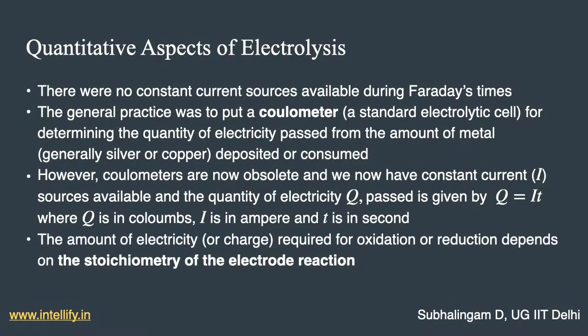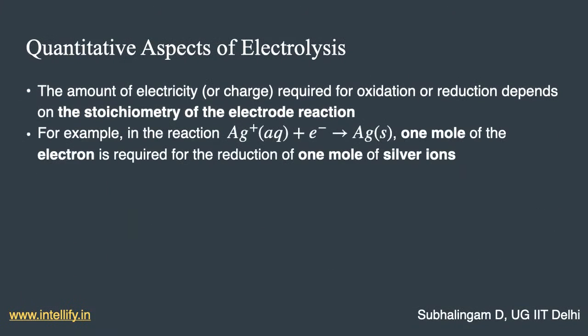The amount of electricity or charge required for oxidation or reduction depends on the stoichiometry of the electrode reaction. For example, in the reaction Ag+ plus an electron giving Ag, 1 mole of electrons is required for the reduction of 1 mole of silver ions. So 1 mole of silver ions requires 1 mole of electrons.